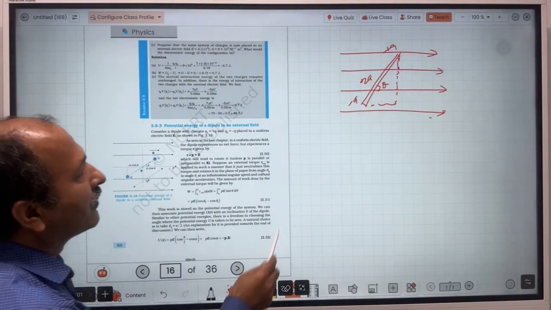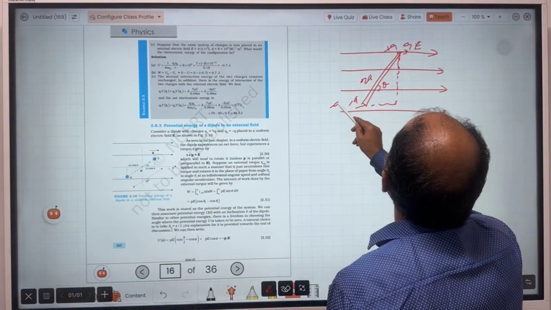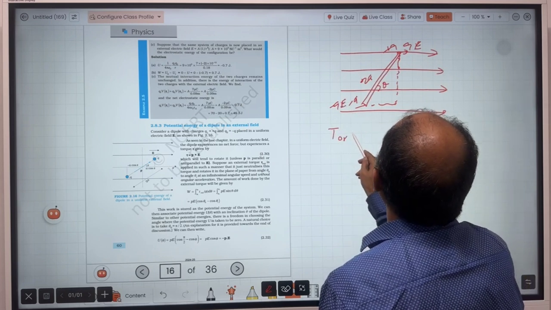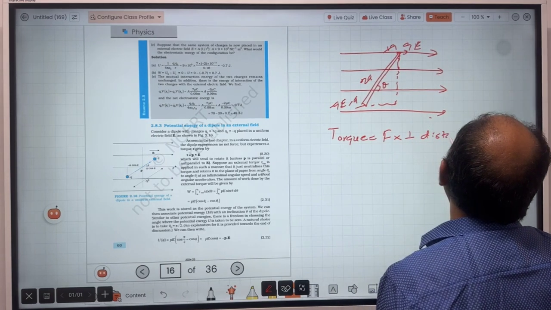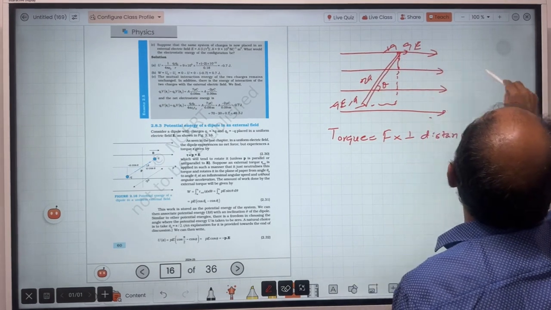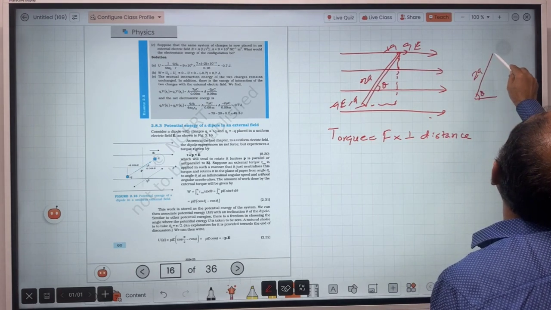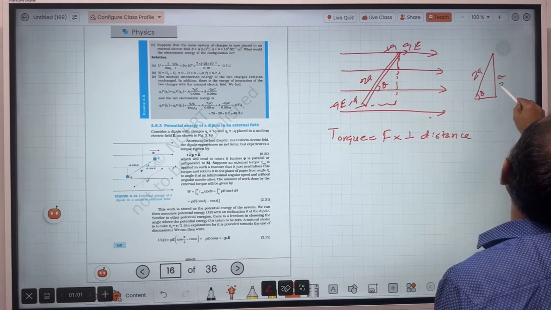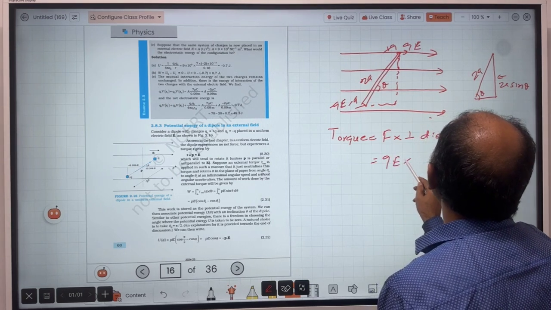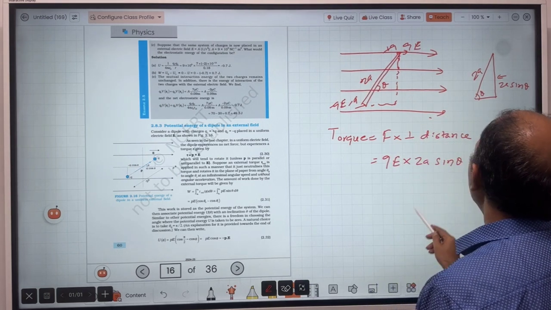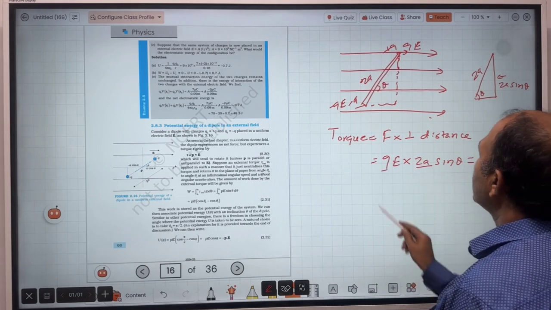So we know torque is force times perpendicular distance. In this direction the force will be QE, in this direction the force will be minus QE. What is the perpendicular distance? This one I'm drawing here. So this is 2a, this angle is theta, and this is the perpendicular distance, so it will be 2a sine theta. So torque is QE times 2a sine theta, which can also be written as 2a into q is p, so PE sine theta. So this is the torque.